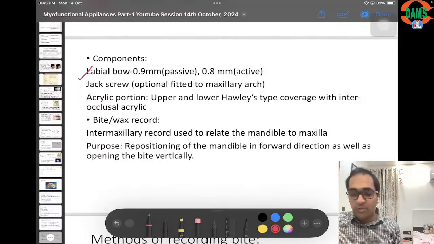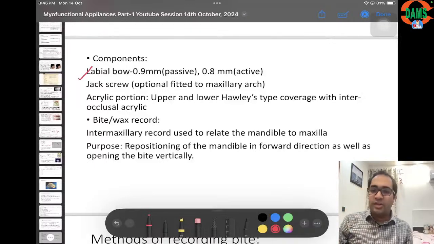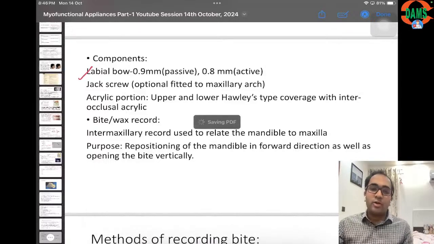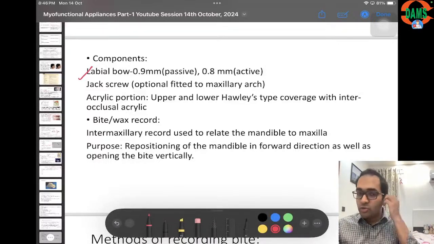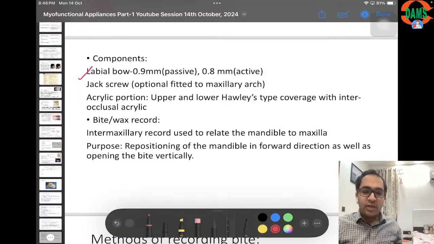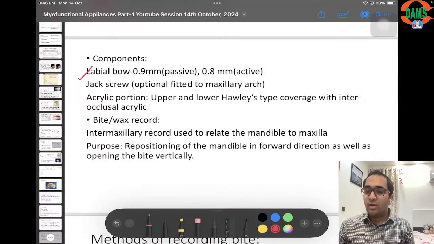Next, lastly, is the acrylic portion. Okay, which is like upper and lower Hawley's type coverage with interocclusion acrylic. Lastly is the back bite or wax record. So what is it used for? It is used for the intermaxillary record to relate the mandible to the maxilla. So the purpose is to reposition the mandible in the forward direction as well as to open the bite vertically. So कितना mm advancement mandible का करना है is determined by this wax bite record from the patient, and based on this we fabricate the appliance. Okay, so for any other appliance moving forward, be it twin block, bionator, these wax bite records are very important.